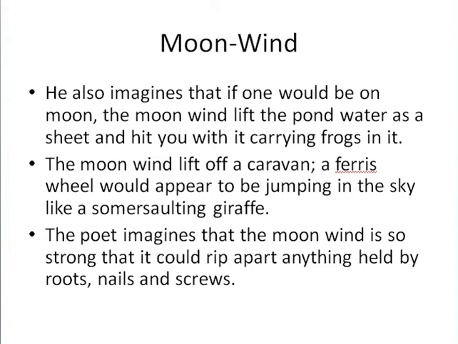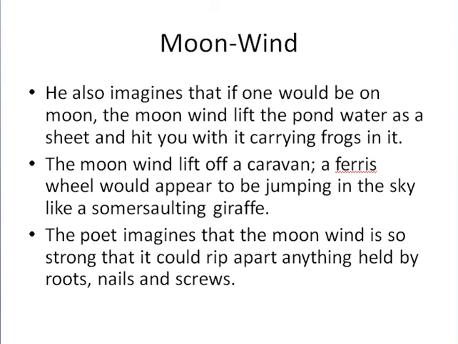So the next is, he also imagines that if one would be on the moon, the moon wind will lift the pond water as a sheet and hit you with it, carrying frogs in it. He's saying that if you are standing in front of a pond or a lake, the water would come in front of you like a sheet on a wire, like a sheet you hang on the terrace. Just suppose it like that, it would come in front of you and hit you, and it will have frogs and all other species living in that water.